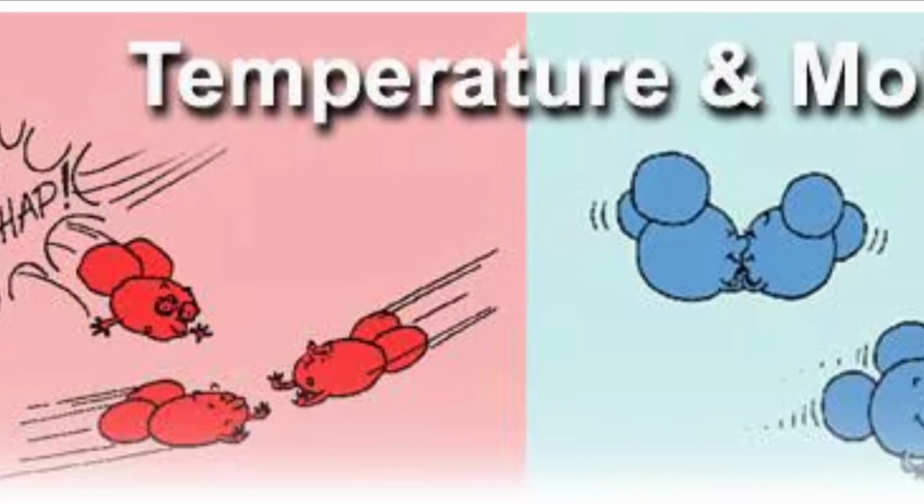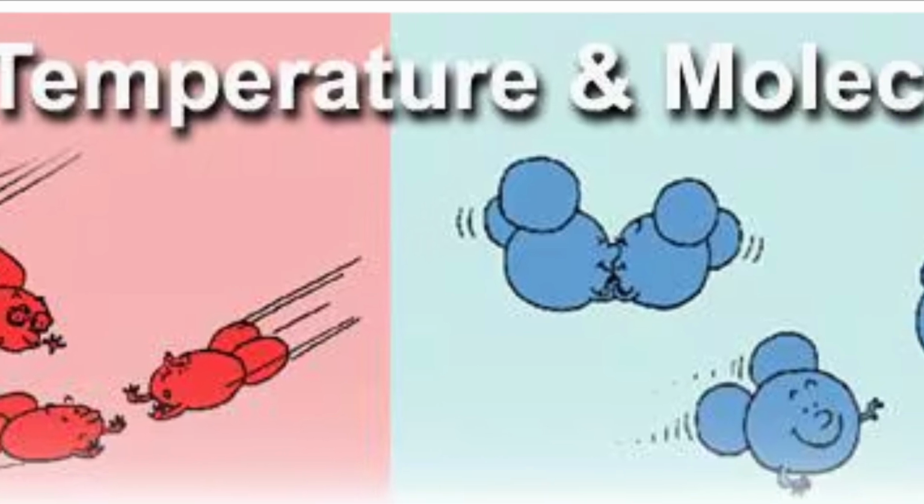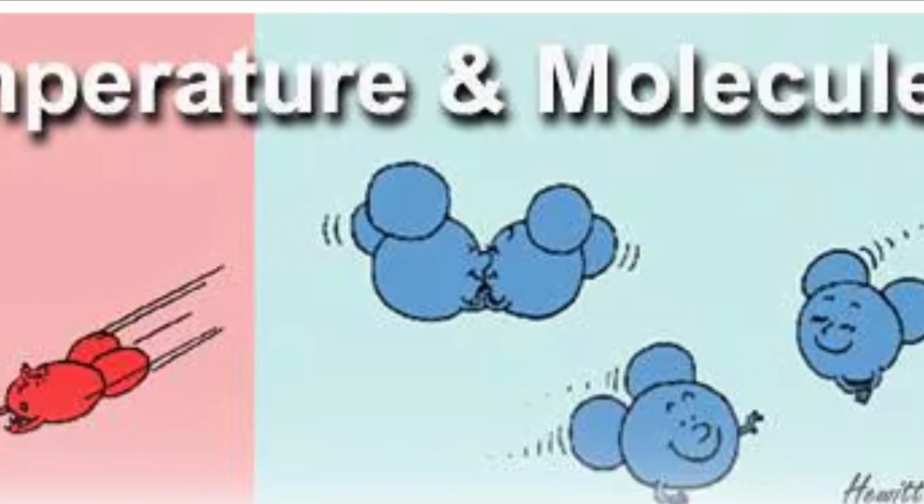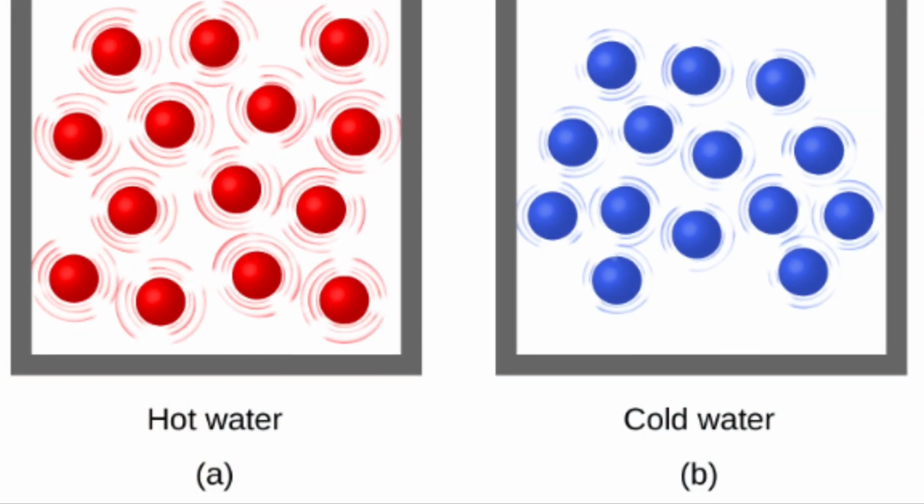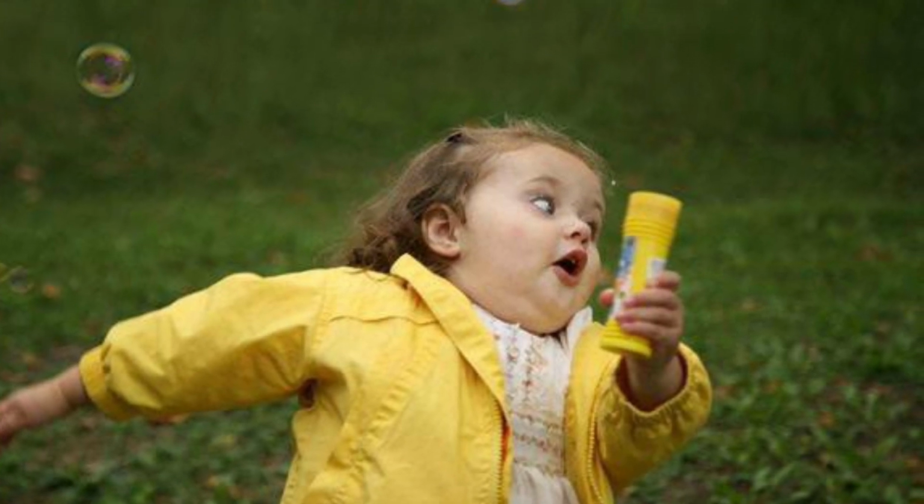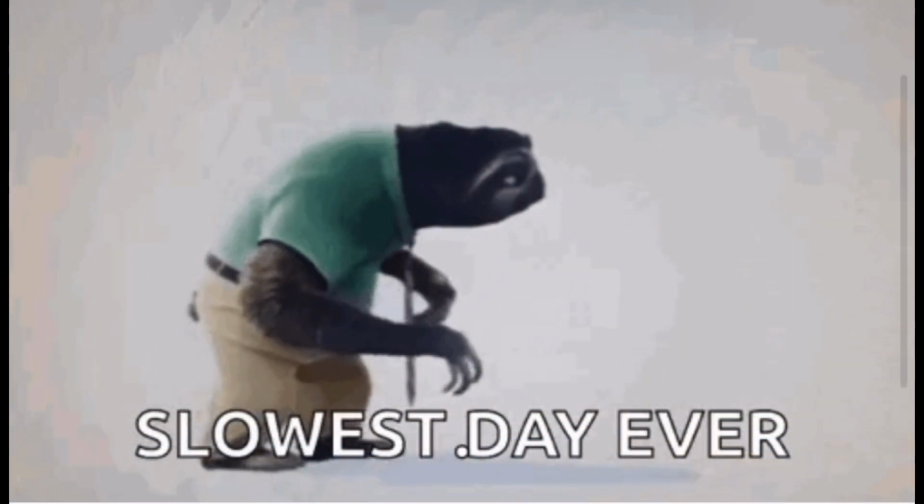Now, let's talk about temperature and something called kinetic energy. Temperature isn't just a number. It tells us how fast particles are moving. Yep, everything is made of tiny particles you can't see, and they're always moving. When something is hot, these particles are moving super fast. When something is cold, they're moving slower.